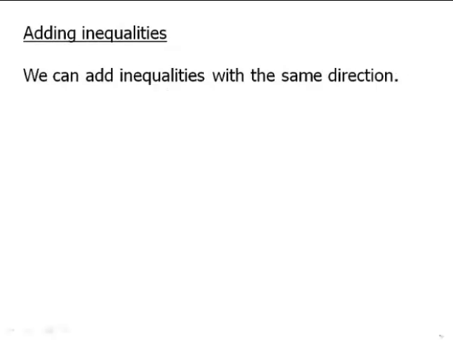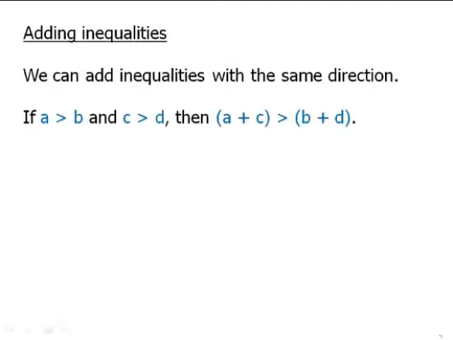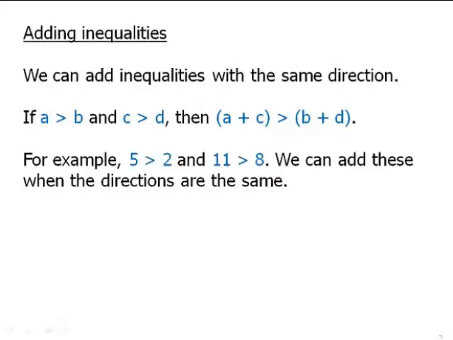First of all, we can add inequalities with the same direction. In other words, with the inequality pointing in the same direction. So if A is greater than B and C is greater than D, then we can just add them together. A plus C has to be greater than B plus D. And that sort of makes sense, that if we add the two big things, it's going to be greater than the sum of the two small things. For example, 5 is greater than 2 and 11 is greater than 8. Those are two true inequalities. We can add them when the directions are the same. So when we add, of course, we get another true statement, 16 is greater than 10.